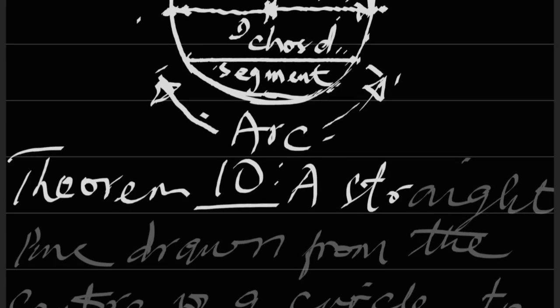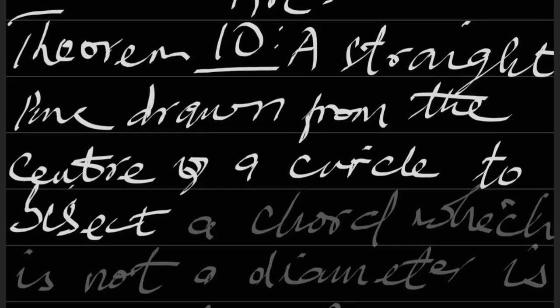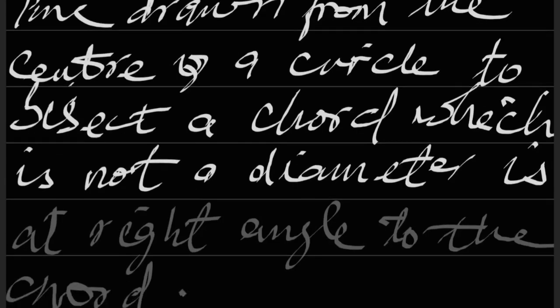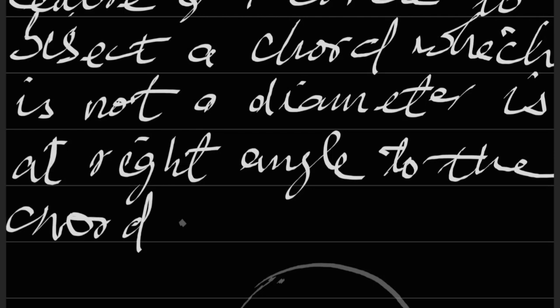A straight line drawn from the center of a cycle to bisect a chord which is not a diameter is at right angle to the chord.